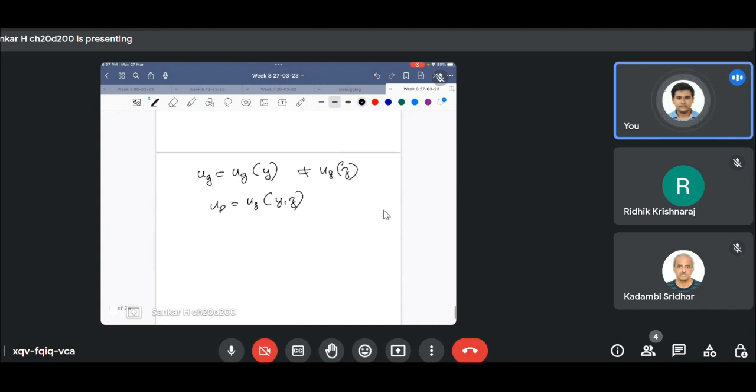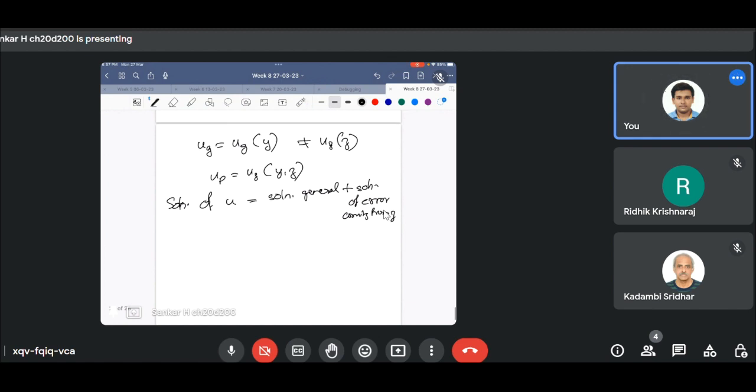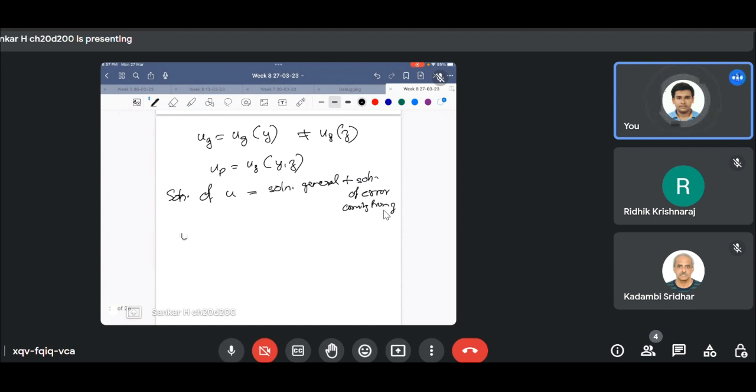So I'll just remake that statement. The solution of u is the sum of the solution of a general method plus the solution of an error term coming from z. I hope this makes sense. So when I actually find out the velocity of u, I am actually finding out the velocity of g plus the velocity of the particular solution.